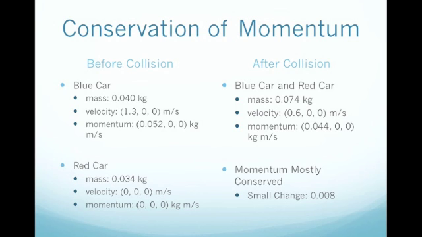The values from the computational model are a bit different from the observational data, and here's why. The initial momentum of the system for the observed data would be equal to the blue car's momentum as the red car's equals 0. The initial momentum is 0.052 kilograms meters per second. I calculated the final momentum to be 0.044 kilograms meters per second. There is a 0.008 difference, but momentum is conserved for the most part.